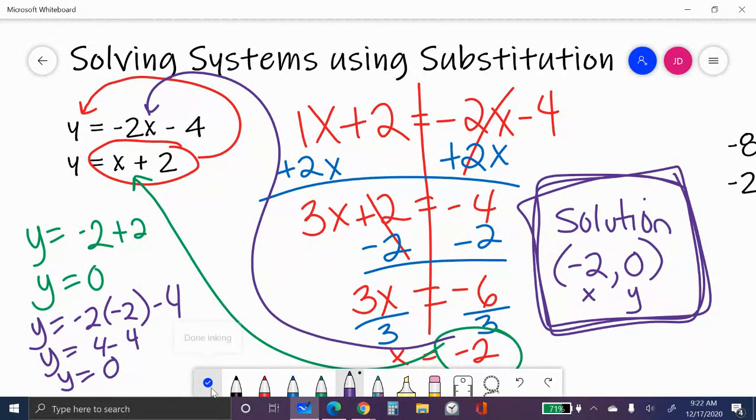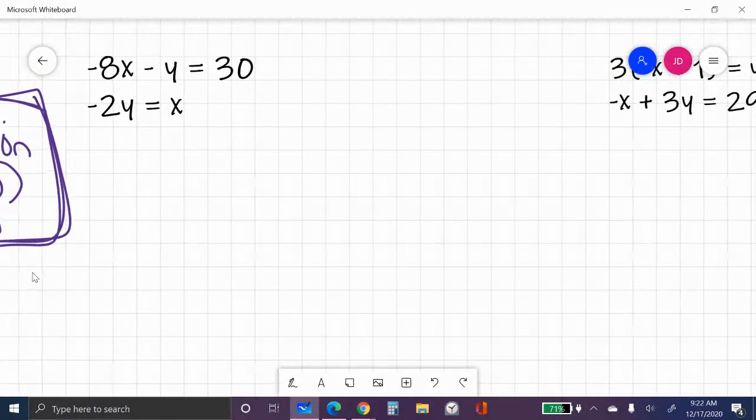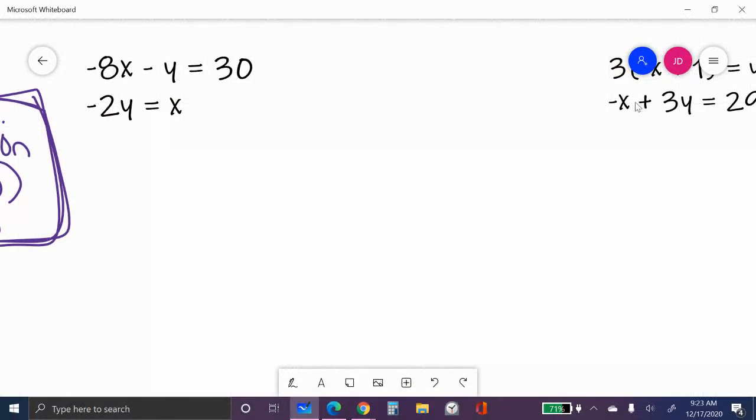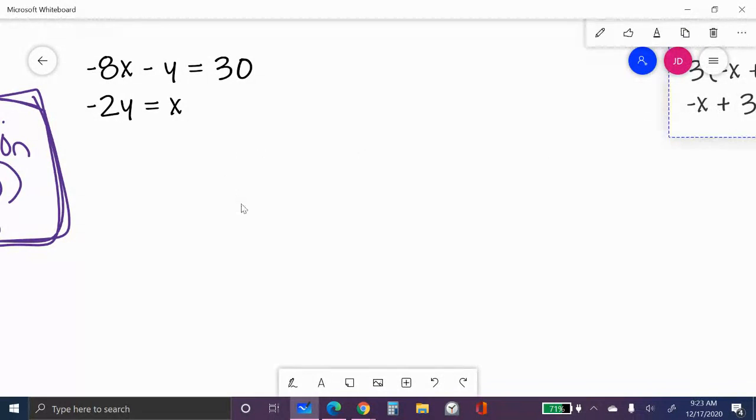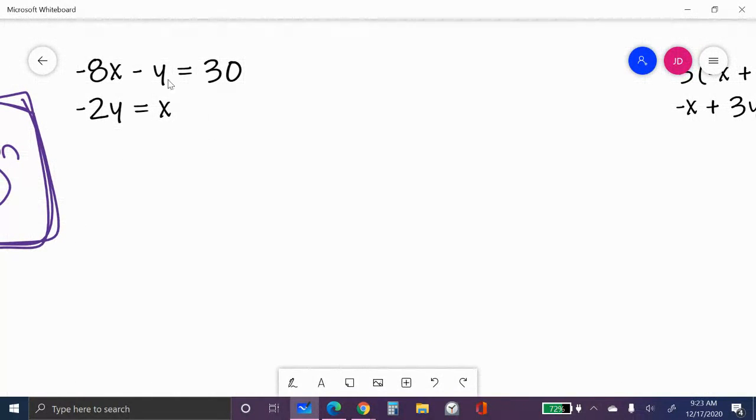All right, let's take a look at another one. Move this over here. All right, so we take a look, which variable is isolated? Right here, the x is isolated. So we're going to take what's here and substitute it into the x of the other equation.